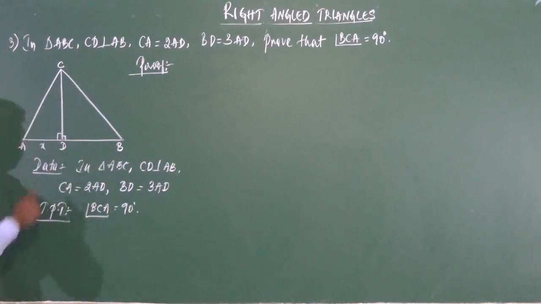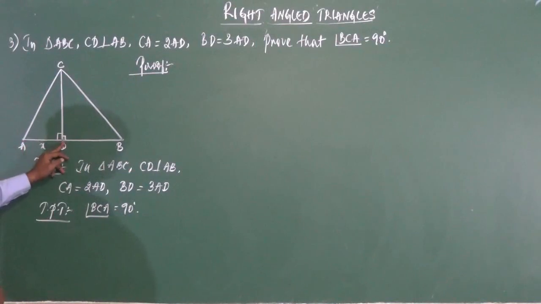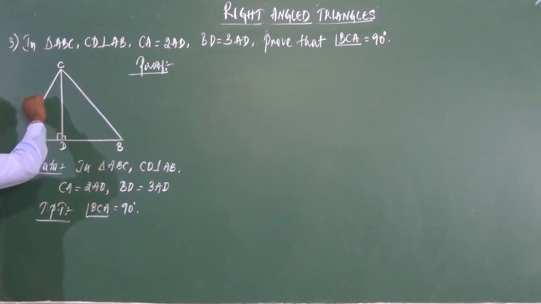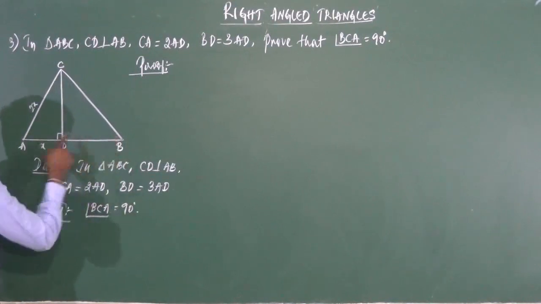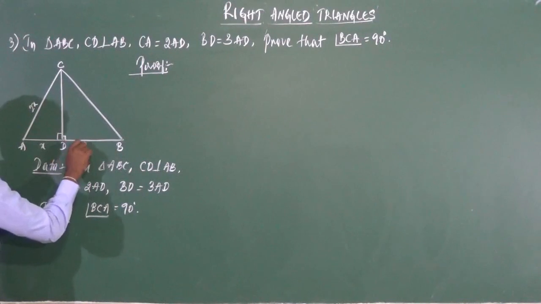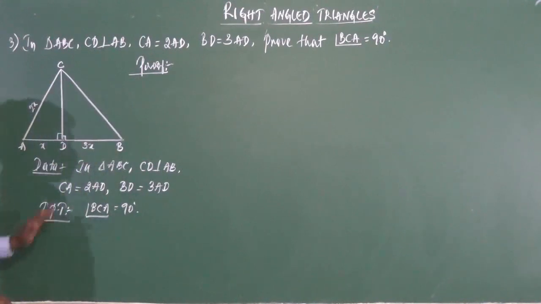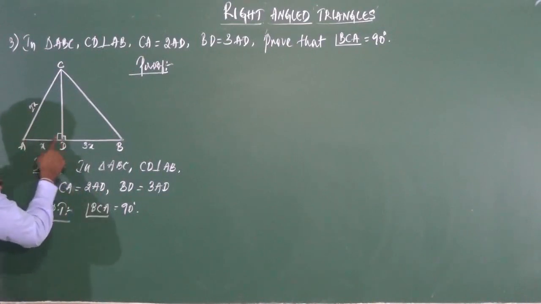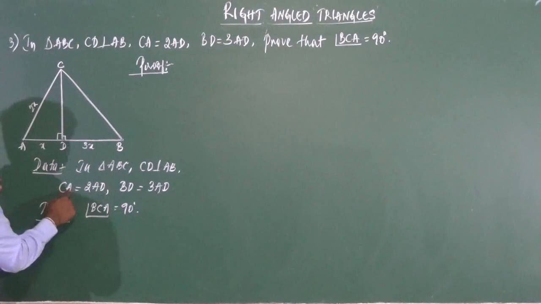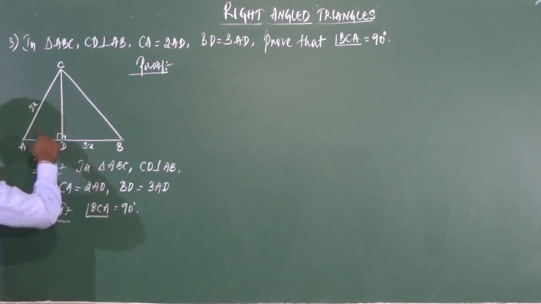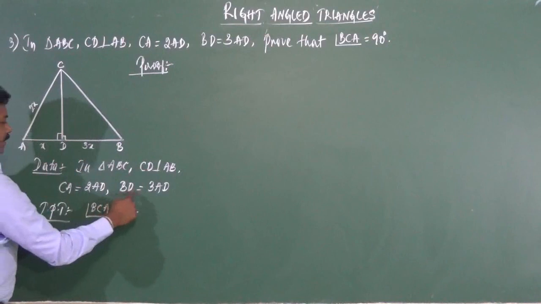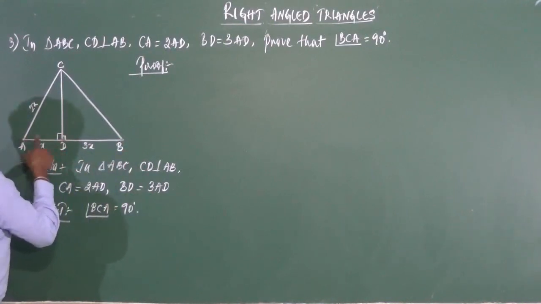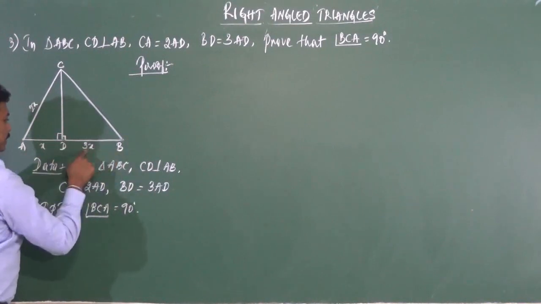Now as CA is twice AD and BD is thrice AD, we will guess AD. So let AD be equal to x units. As AC is twice AD, AC becomes 2x units. And as BD is thrice AD, BD becomes 3x units. It's very simple. So as AD is x, then BD will be 3x.